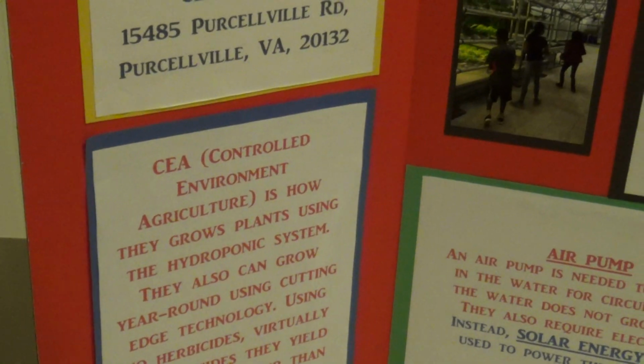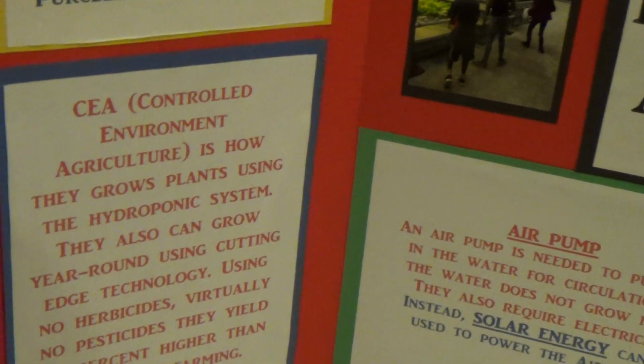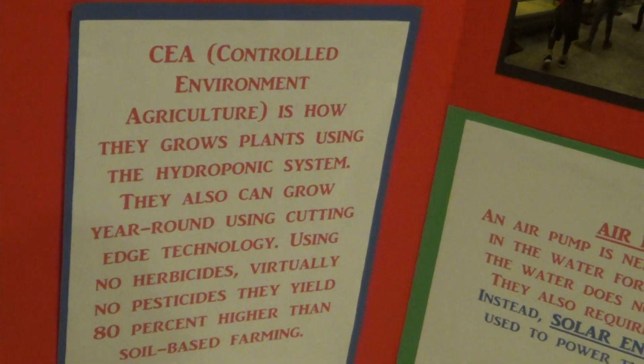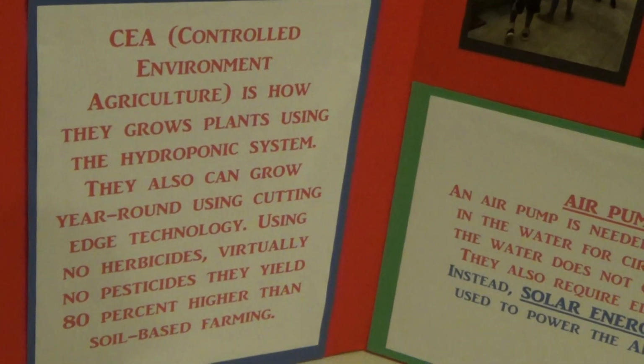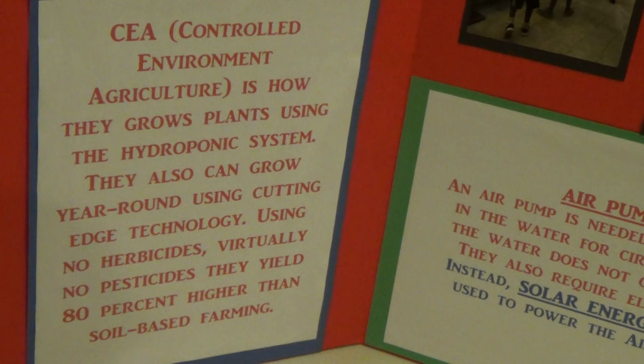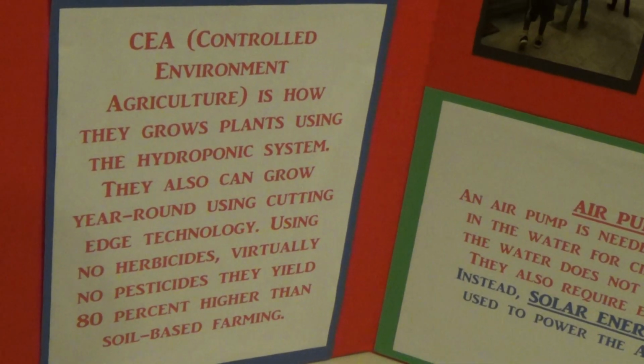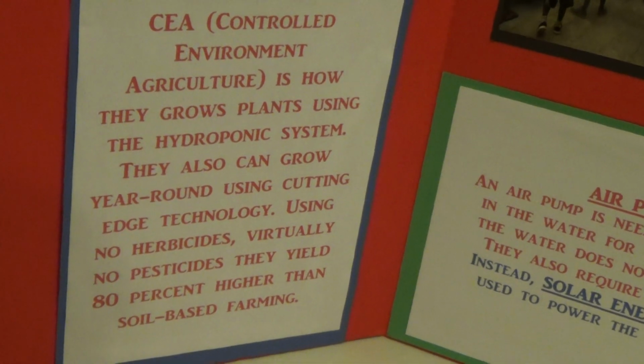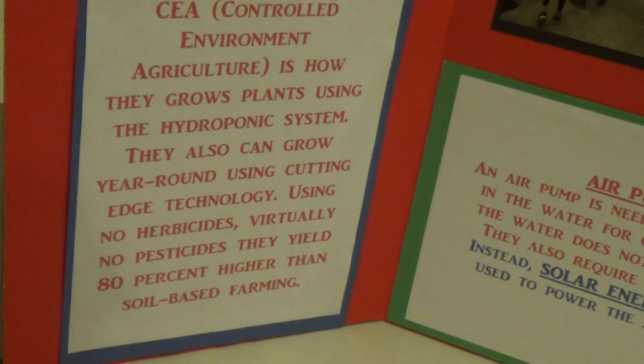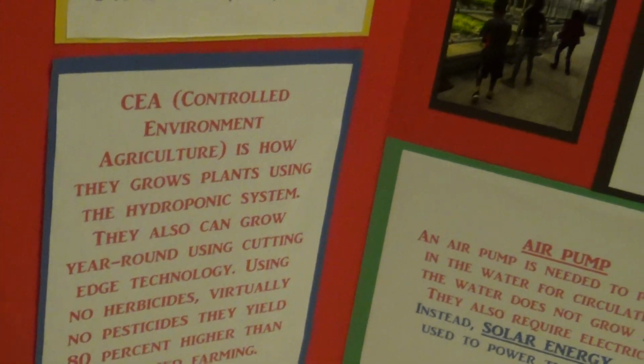CEA, Controlled Environment Agriculture, is how they grow plants using the hydroponic system. They can also grow year-round using cutting-edge technology. Using no herbicides and virtually no pesticides, they yield 80% higher than soil-based farming.